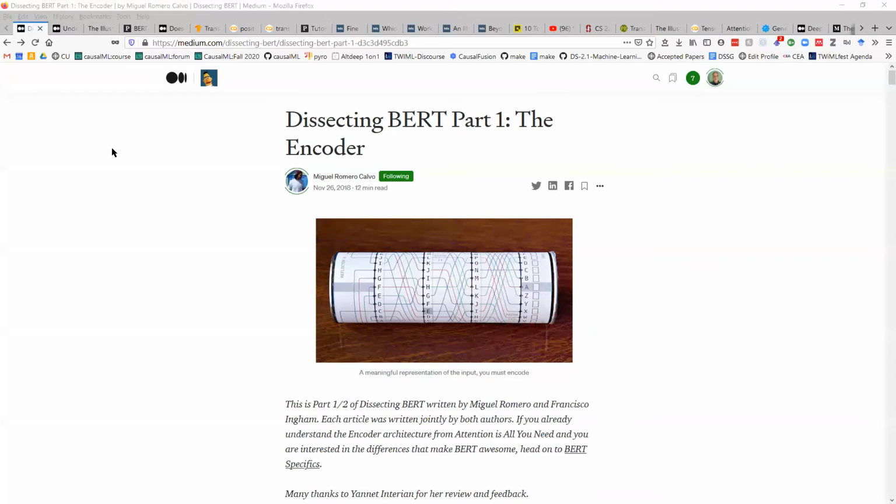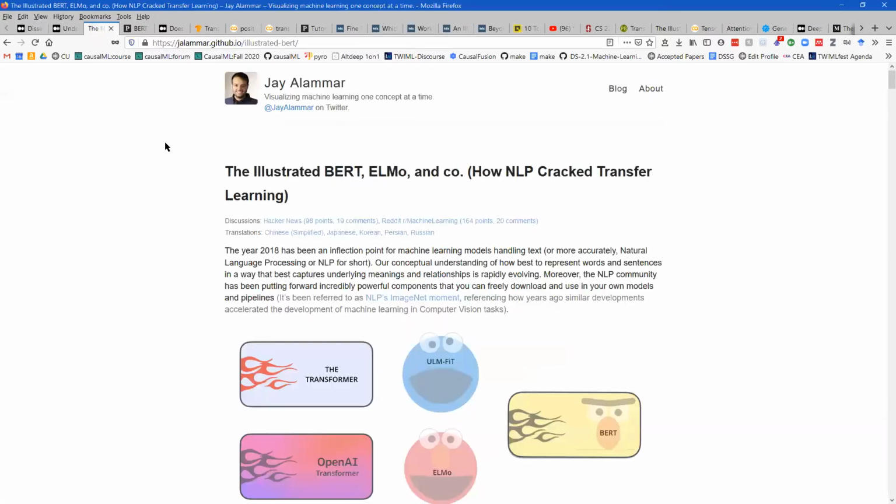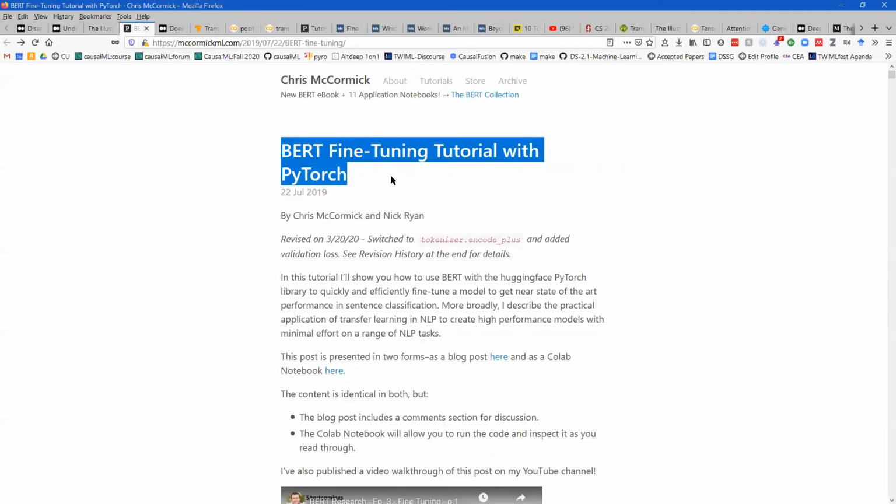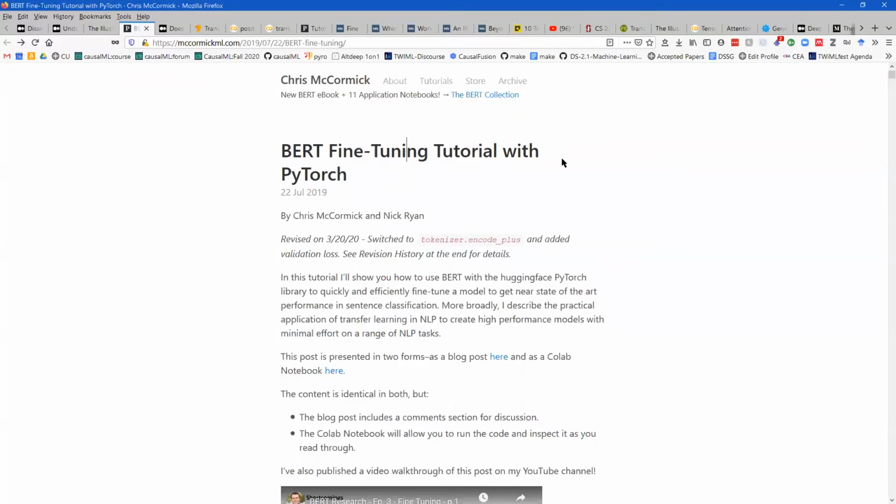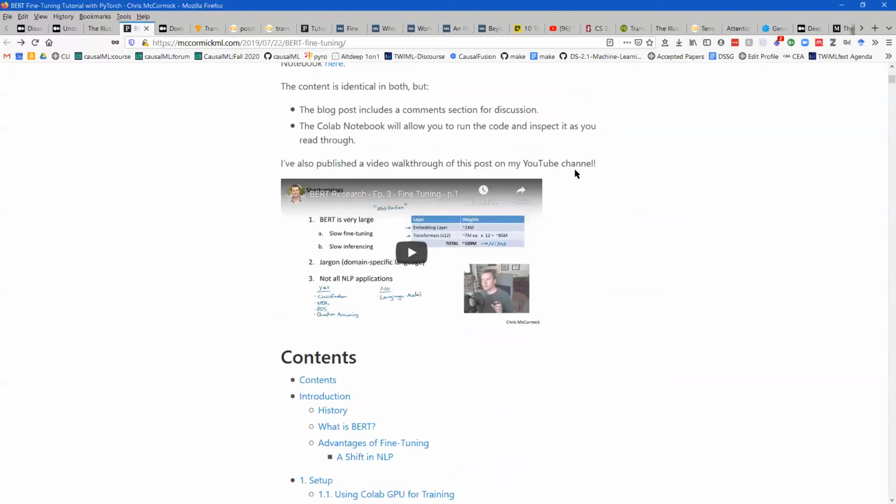There's a couple of references for BERT that I'd like to look at, and I'm planning on having two sessions on BERT. This one, we'll cover Jay Alammar's blog, which is a really good introduction to BERT. And then next time, hopefully, we'll cover a more hands-on tutorial from Chris McCormick, the BERT fine-tuning tutorial with PyTorch. So that's much more in depth.